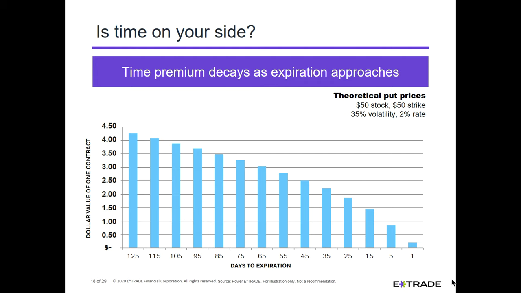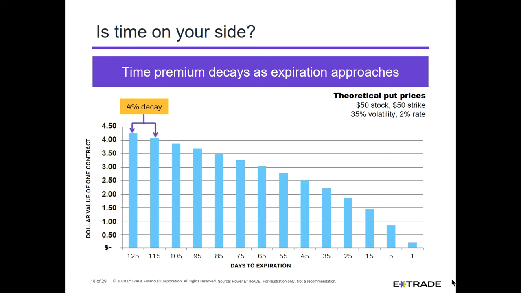So here I have a chart of theoretical put prices. Notice in the upper right corner, we are looking at a hypothetical stock that is $50, and we are using an options pricing tool to calculate the theoretical value of an option with a $50 strike, so it's exactly at the money, no intrinsic value. The underlying stock has a 35% volatility, and the prevailing interest rate is 2%. So the first bar here shows us that if that option had 125 days of life till expiration, its value would be $425. One contract would cost $425.